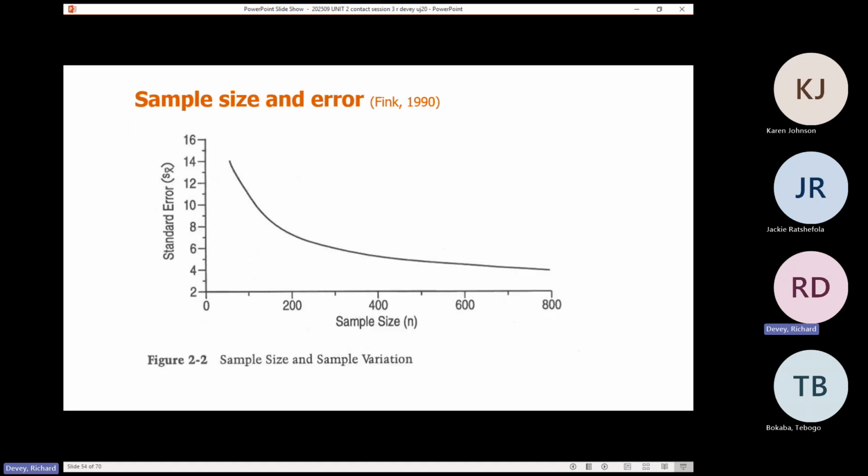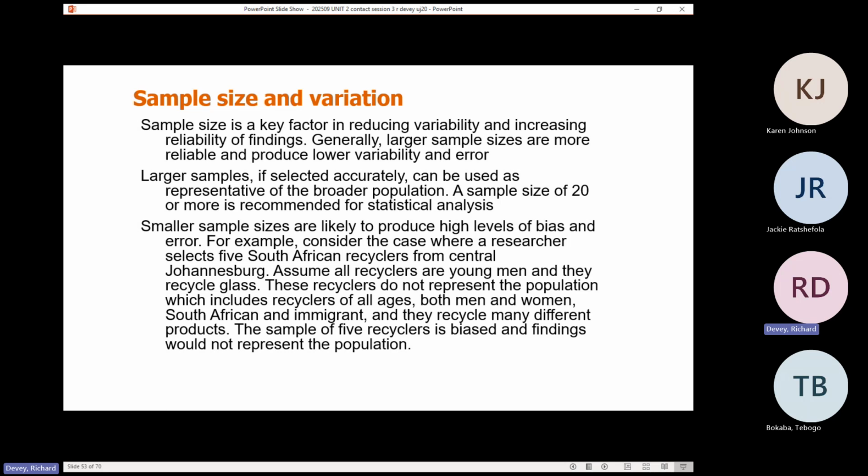So, for example, if you're sampling recyclers from central Johannesburg, and you end up with a sample which is young men and they're recycling glass, that sample is not going to represent the population of recyclers, because there's both male and female recyclers and they recycle many different kinds of products. So that's why we need to be careful when we use small samples, and they're not useful for quantitative analysis.